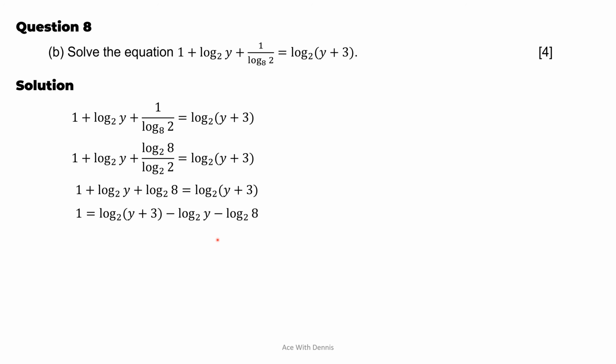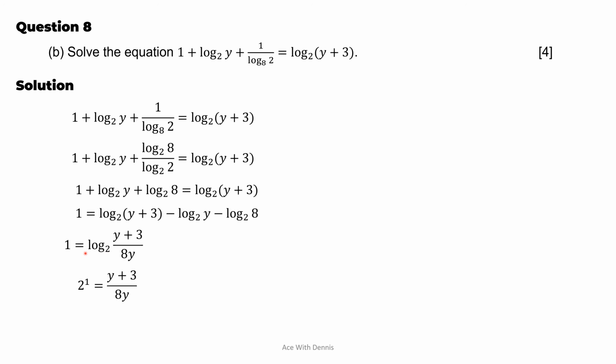The next thing we need to do is group the logs on one side and the constant on the other side. So for this case, it will be 1 equals log base 2 of (y plus 3) minus log base 2 of y minus log base 2 of 8. If you remember the logarithm law, minus means division. Then we have log base 2 of (y plus 3) over 8y.